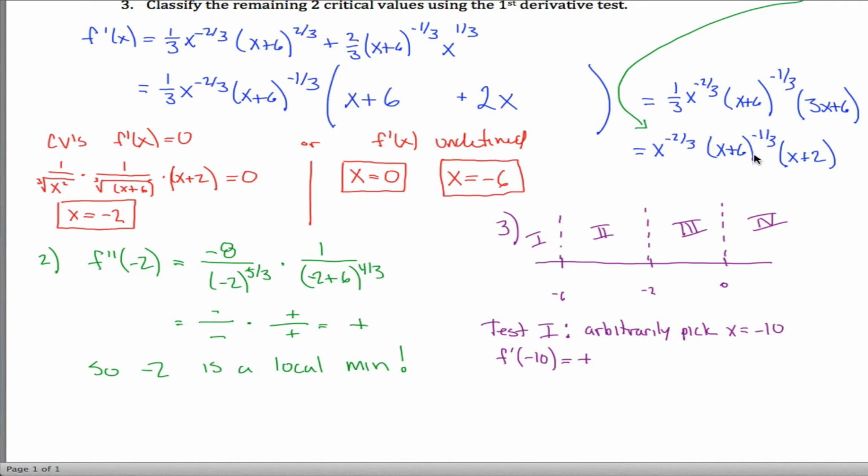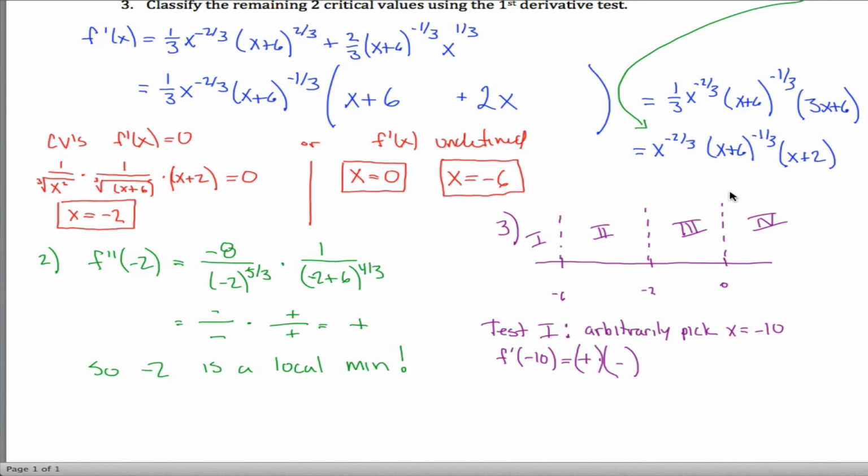-4 to the -1/3 power. I've got to figure out if that's negative or positive. Maybe I'll write it this way. I claim it's negative. Let's justify that. -4 to the -1/3 power is the same as 1 over -4 to the 1/3 power.